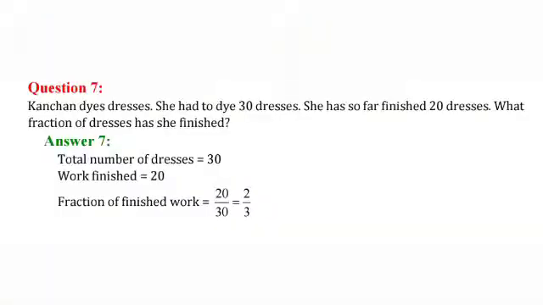Seventh question is Kanchan dyes dresses. She had to dye 30 dresses. She has so far finished 20 dresses. What fraction of dresses has she finished? So total dresses we have 30 and she has finished 20, and the fraction of finished work is equal to 20 divided by 30. 0 and 0 will get cancelled. So 2 by 3 is the answer.